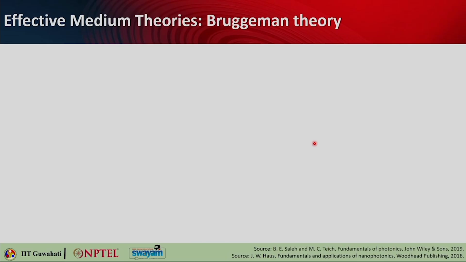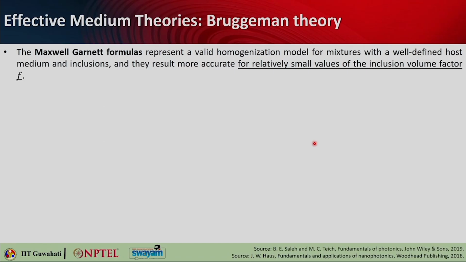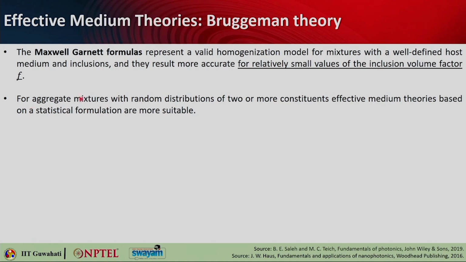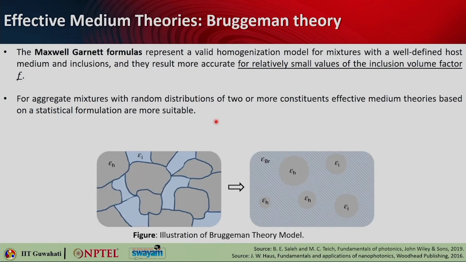The next important and popular theory is Bruggeman's theory. We have seen that the Maxwell-Garnett formula represents a valid homogenization model for mixtures with a well defined host medium and inclusions, and it gives more accurate results for small values of inclusion volume fraction f. So, the smaller the f is, the more accurate the result. Now, there could be aggregate mixtures which have a random distribution of two or more constitutive materials, and in those cases the effective medium theories should be based on some statistical formulation. These are the cases where you have continuous boundaries, and any of these materials can be of any permittivity and they may have a different fill factor. These are the cases where you actually use Bruggeman's theory.